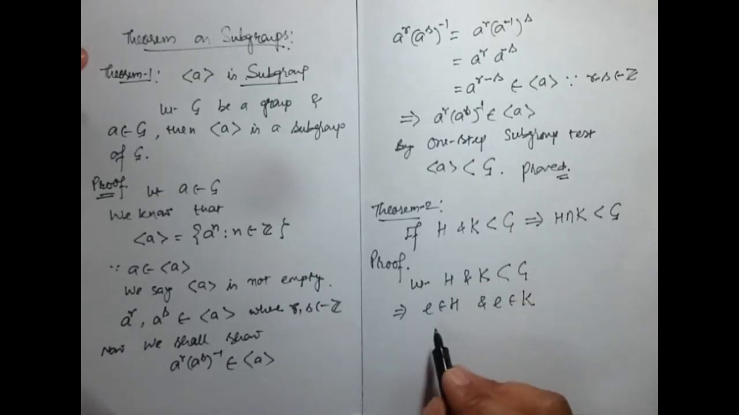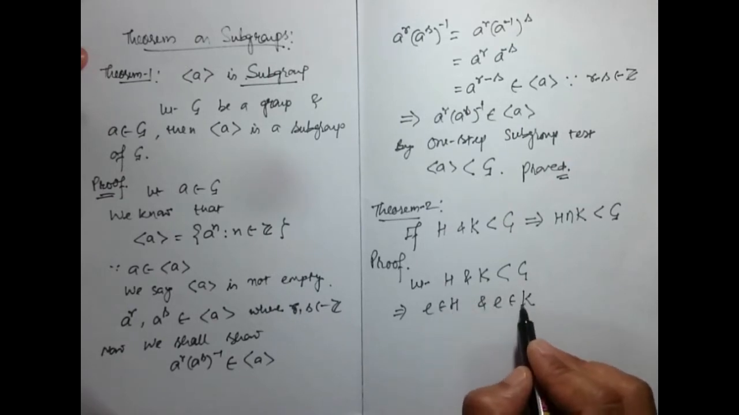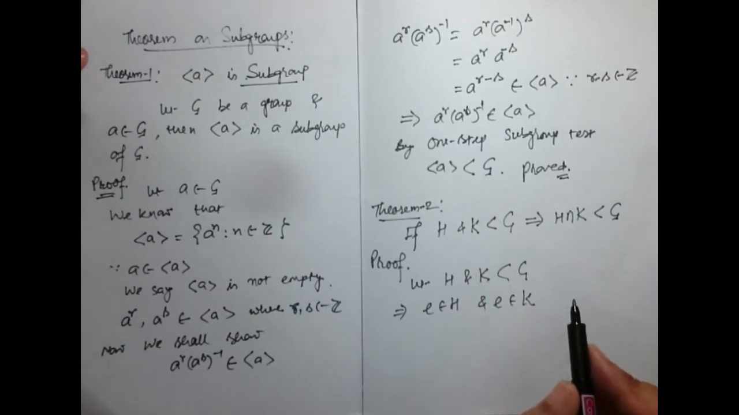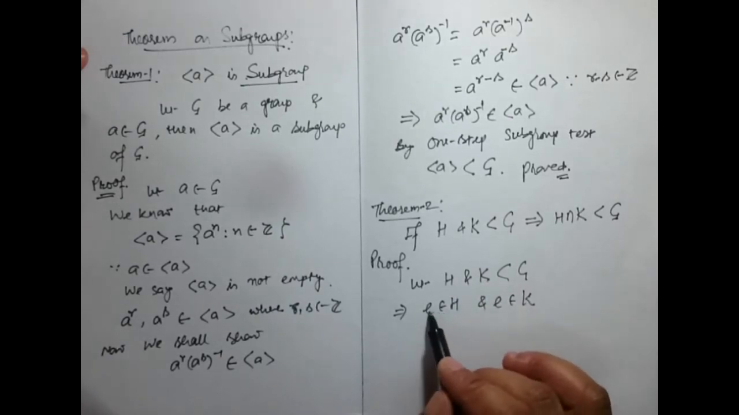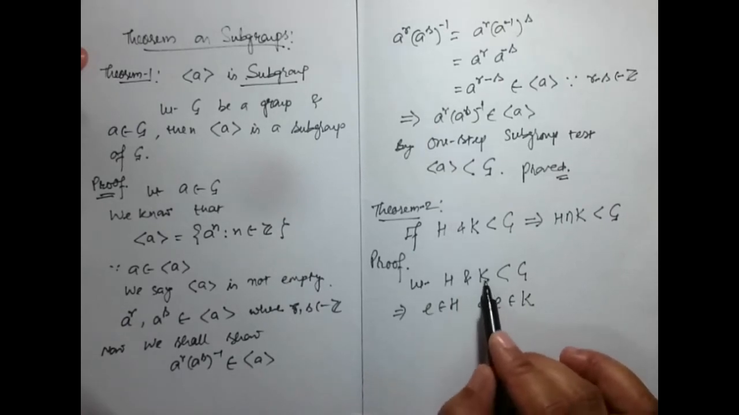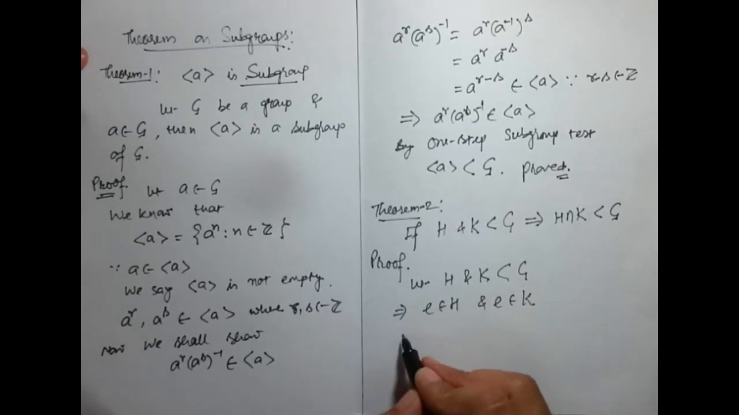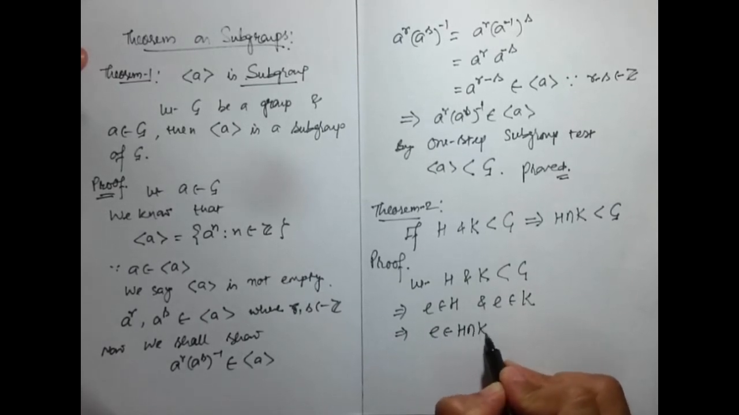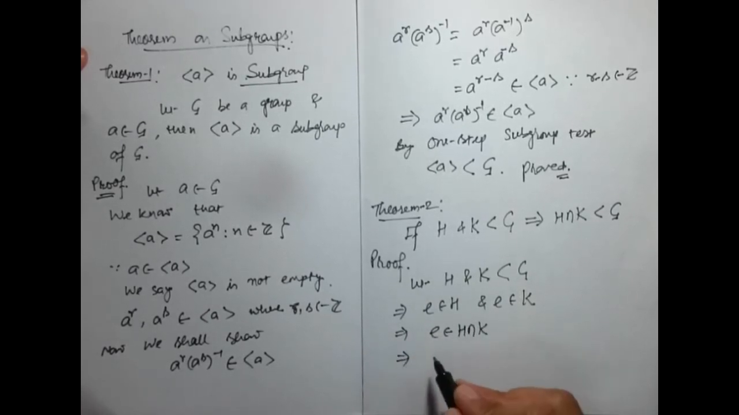दोनों सब ग्रुप हैं, तो इसमें एक आइडेंटिटी तो होगा ही होगा, इसमें भी आइडेंटिटी होगा, बट दोनों जो सब ग्रुप हैं G के और आइडेंटिटी जो होती है वो यूनिक होती है, तो वही आइडेंटिटी H की होगी और वही आइडेंटिटी K की भी होगी। तो it implies e belongs to H intersection K। तो यहाँ से मैं कह सकता हूँ H intersection K is non-empty.